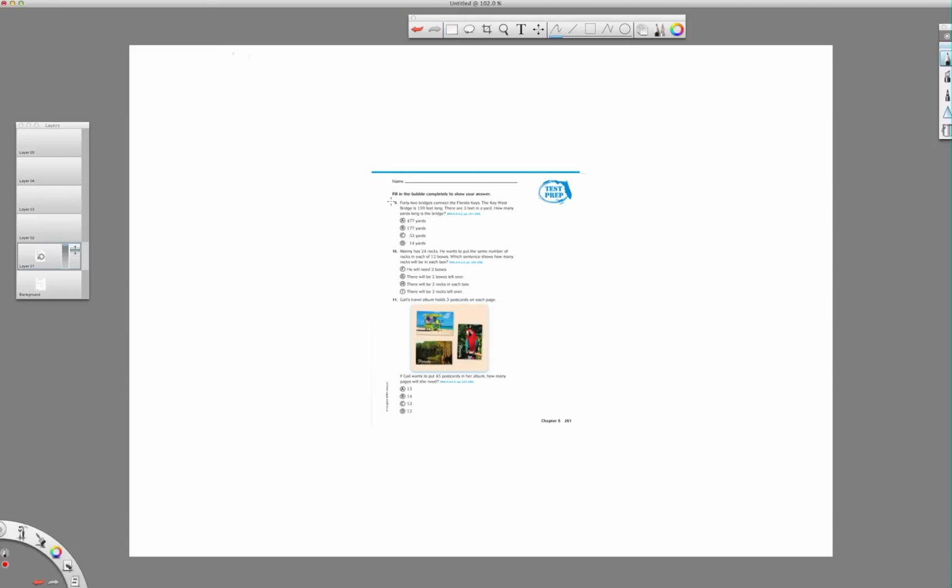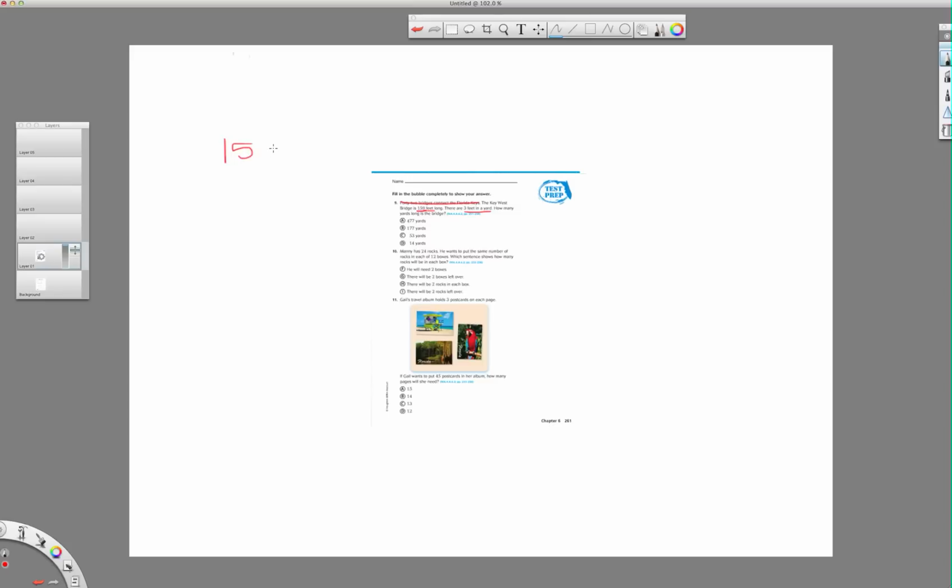Now, number 9 says, 42 bridges connect the Florida Keys. The Key West Bridge is 159 feet long. There are 3 feet in a yard. How many yards long is the bridge? So we don't need to know this 42 bridges. That has nothing to do with our problem. The information that we need to use is the Key West Bridge because it wants to know how many yards is the Key West Bridge. If it's 159 feet and there's 3 feet in each yard, we have to take 159 and divide it by 3.